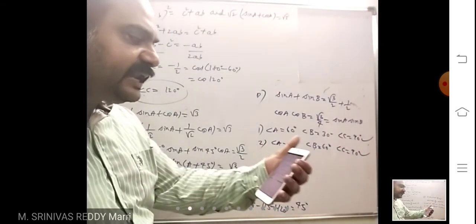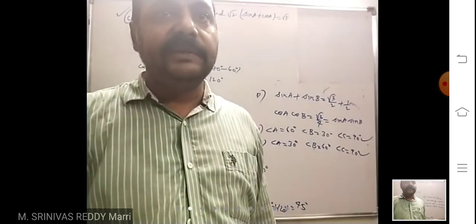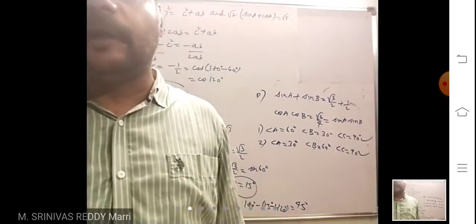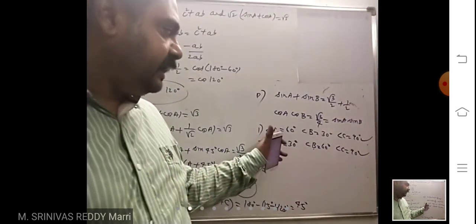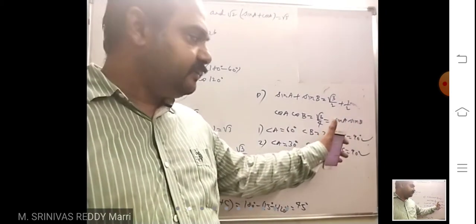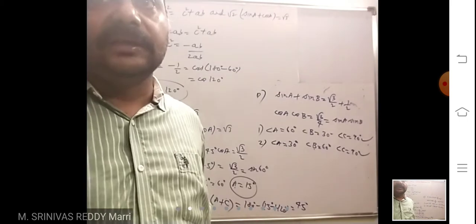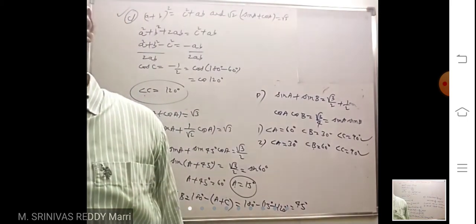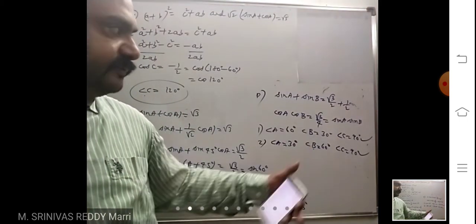He is asking there exists a triangle. That means if minimum one triangle is there, that option will be correct. I have shown that there is one triangle clearly. I have shown that there are two triangles. So minimum one triangle is there satisfying that condition. So that option will be correct.